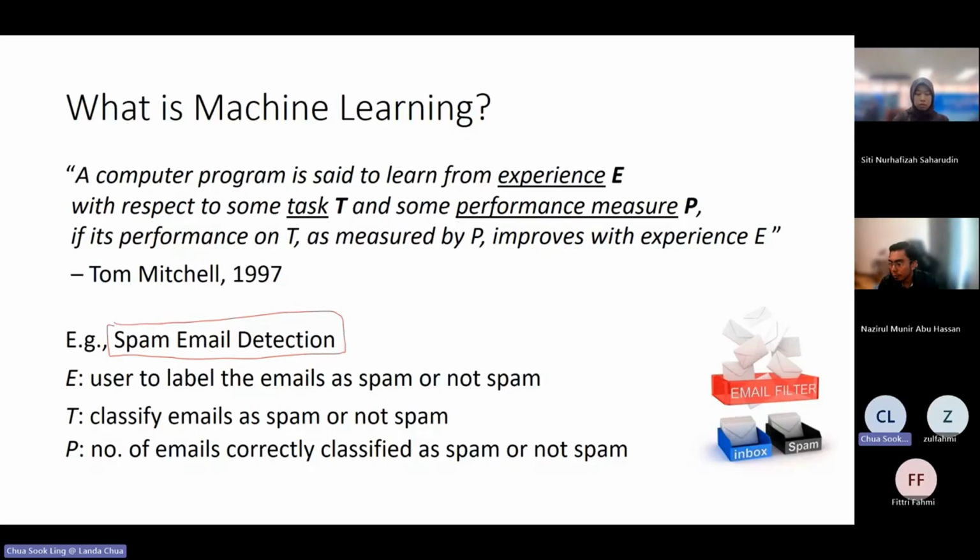So the experience here is where the user will label the email as spam or not. Sometimes when we receive an email and we see that it doesn't look good and it doesn't look right, we will check that email and then put it into our spam folder. The task of this spam email detection obviously is to classify the email as spam or not. And the performance of the spam email would be the number of emails that are correctly classified as spam or not spam.